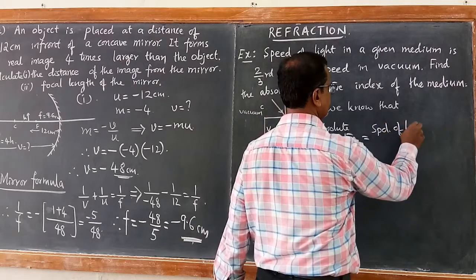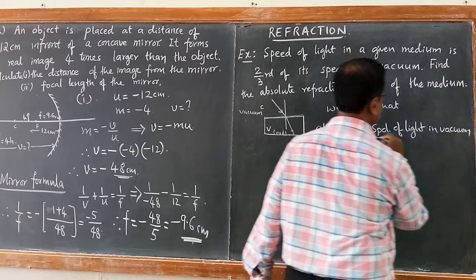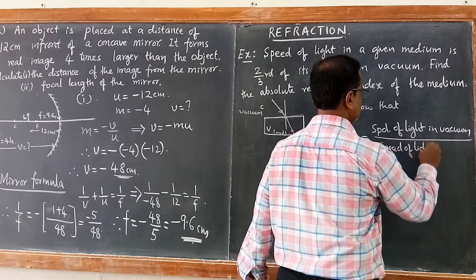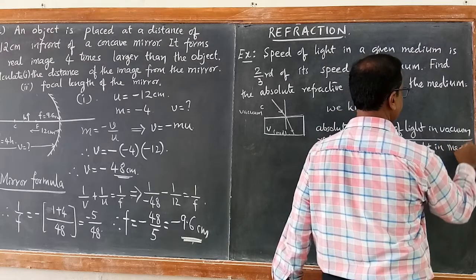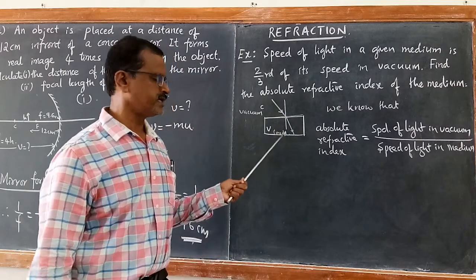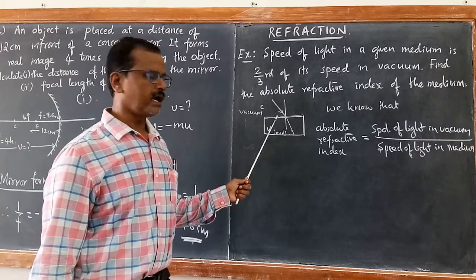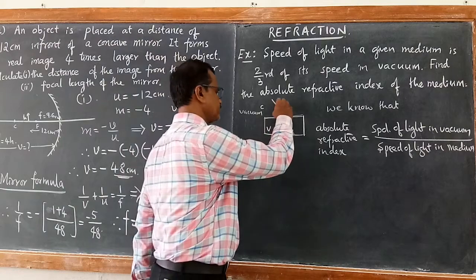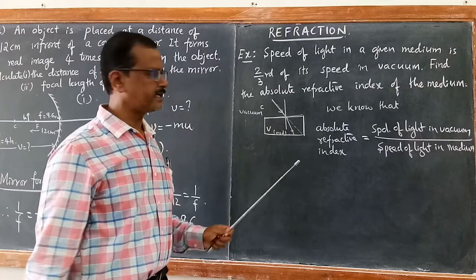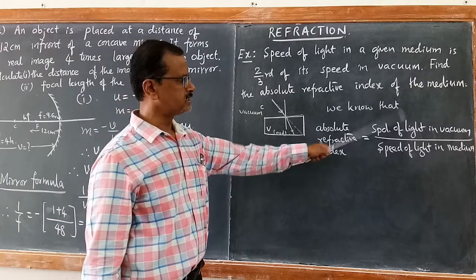Speed of light in vacuum divided by speed of light in the given medium. Definitely speed of light in the medium will be less because of change of speed of light when it enters from vacuum into the particular medium, the ray of light bends. So if it would be undeviated path, it would be bending towards the normal. This is what we have learned as refraction. So absolute refractive index is refractive index of the medium with respect to vacuum.